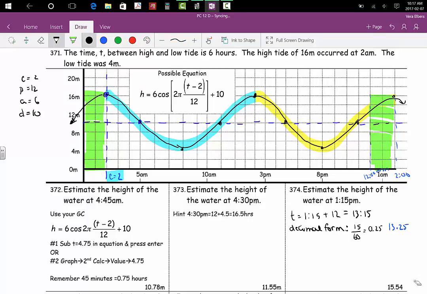And the formula we will use is the one that is on the graph. So H equals 6 cosine of 2 pi, and in place of t you're going to put 13.25, and then minus our c value, and all of that over our period, which is 12, and then plus 10. Okay, so we're going to put that into our calculator.